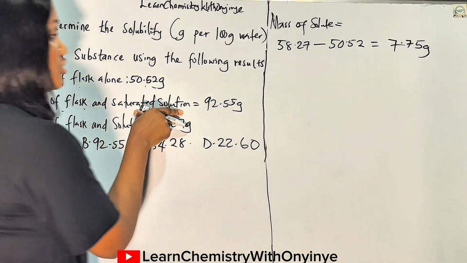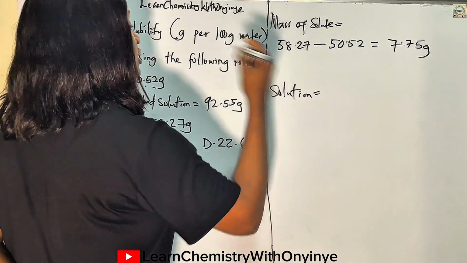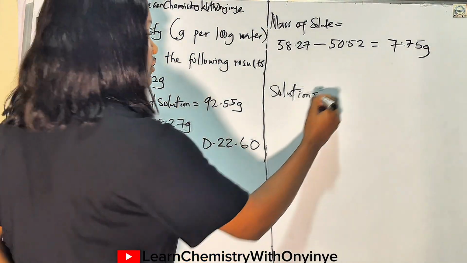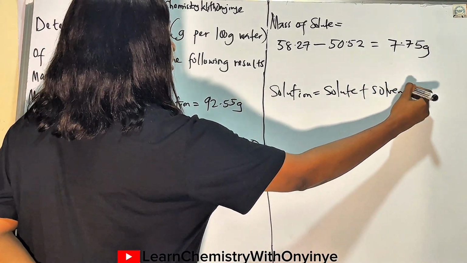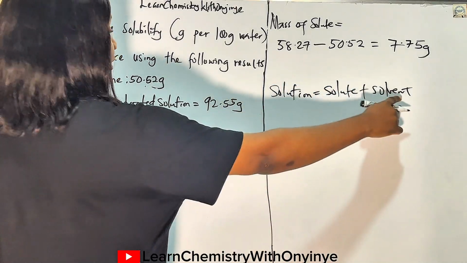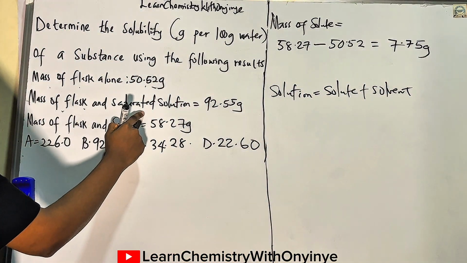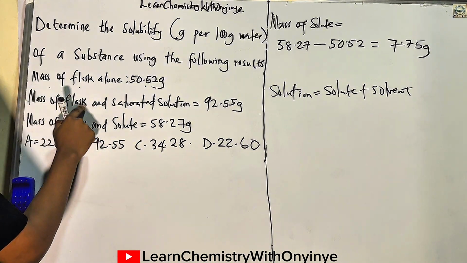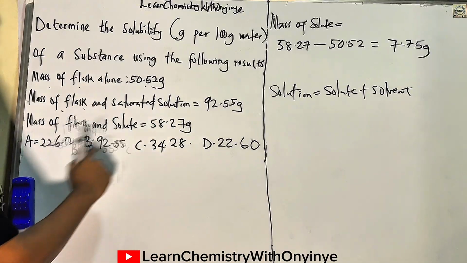Now, what is a saturated solution made of? A solution is made up of a solute and a solvent. So if we can get the solution and remove the solute from the solution, we're going to get the mass of water. How do we do that? Here is the saturated solution, but what's holding it is the mass of flask. So we're going to be removing the mass of flask from the mass of flask and saturated solution.